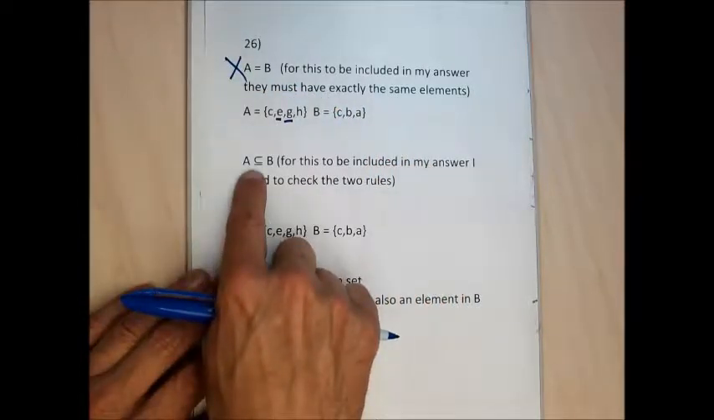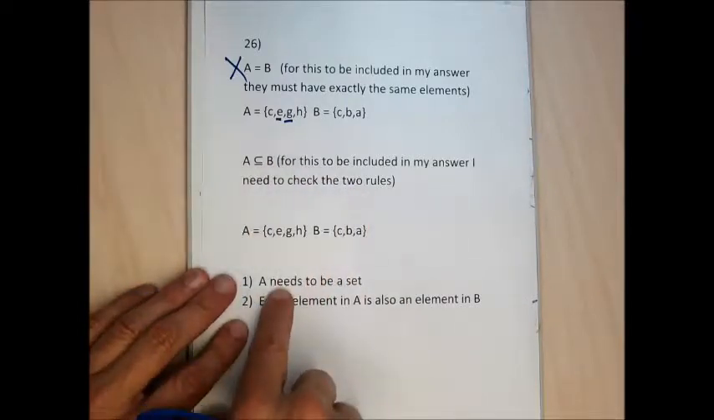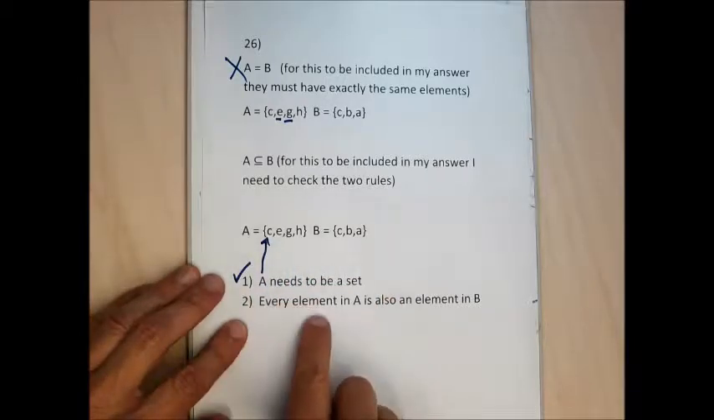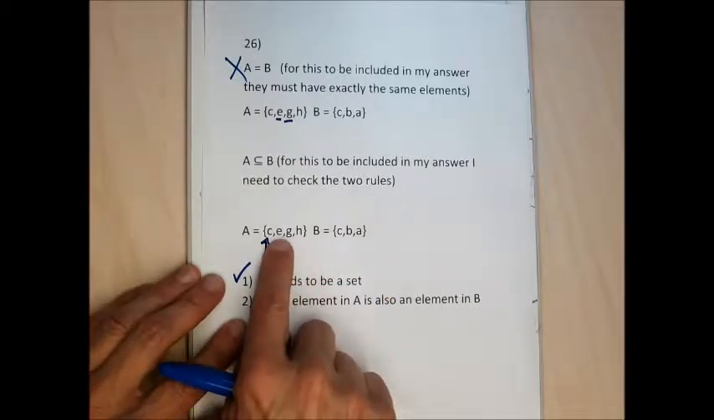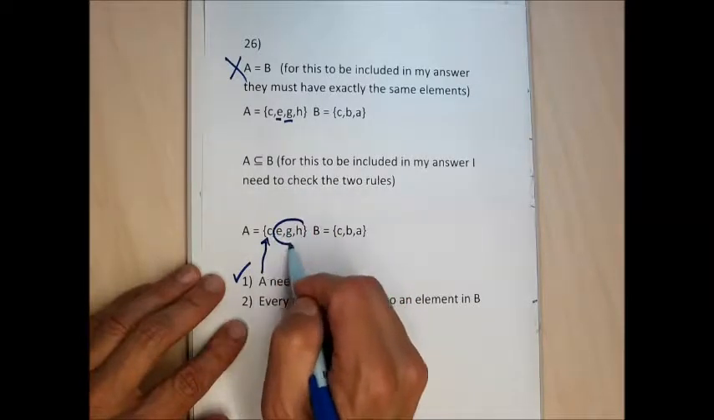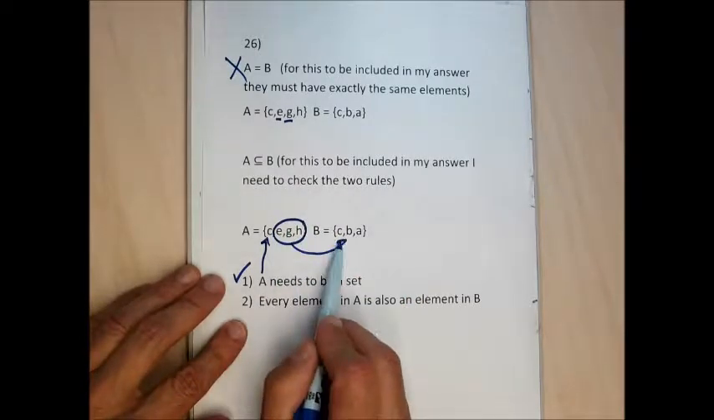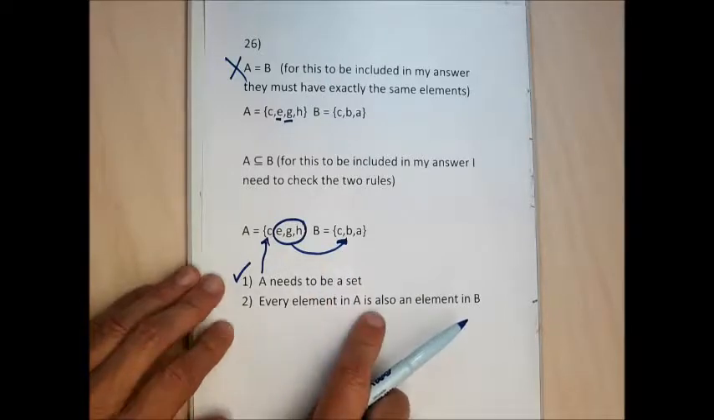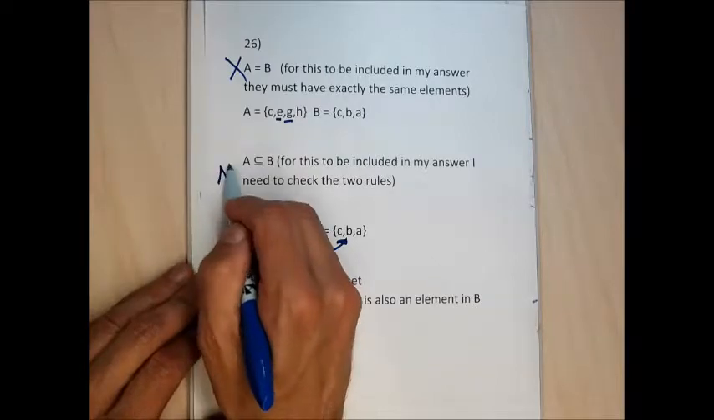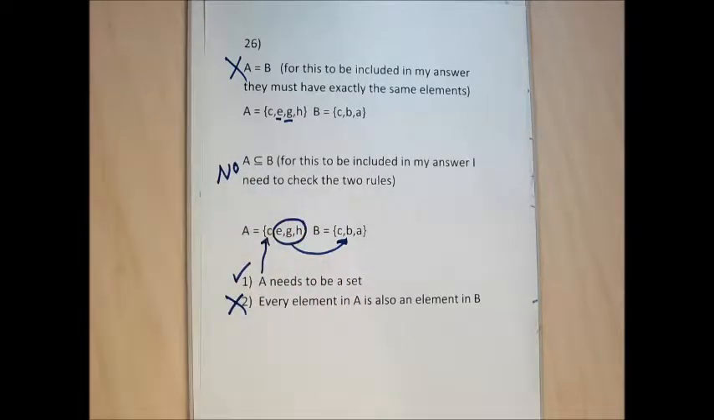Next check, I need to see if A is a subset of B. There's 2 rules. A needs to be a set. No problem there because it's in set braces. The second rule, all 4 elements in A need to also be elements in B. And this is the rule that breaks because those 3 elements that are in set A aren't in set B. So that rule gets violated, and I can't put A as a subset of B in my answer.